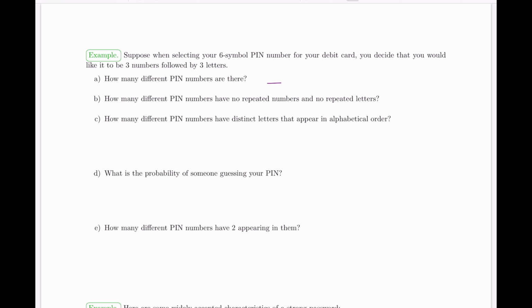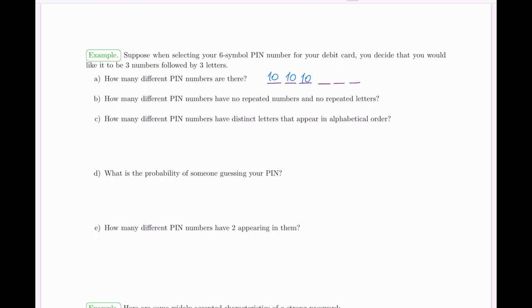So I have 3 spots, each has to be filled in by a number, followed by 3 more spots, each has to be filled in by a letter. What are my options here? For the first number, I have 10 different options, 0 through 9. For the next number, I am not given any restrictions on whether or not they have to be distinct, so I still have 10 possibilities.